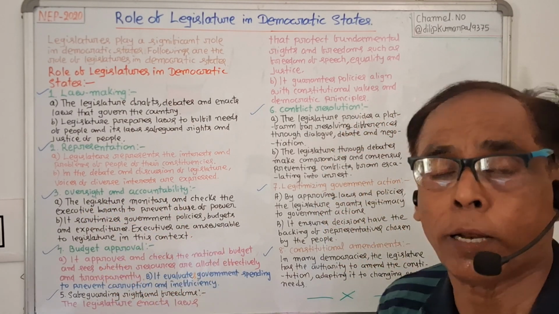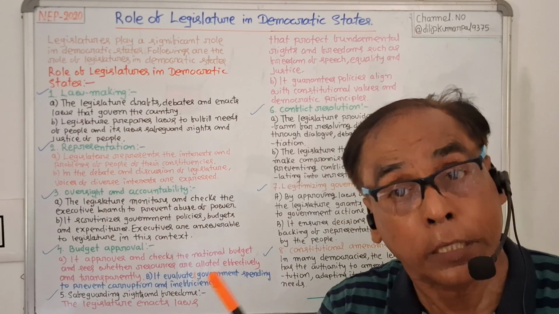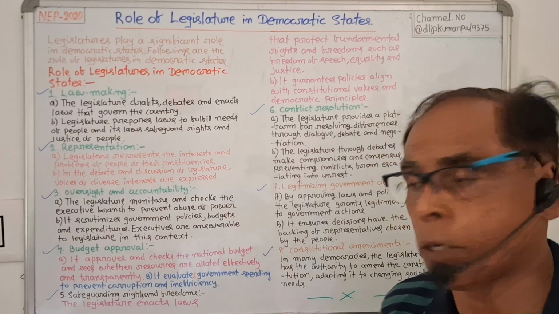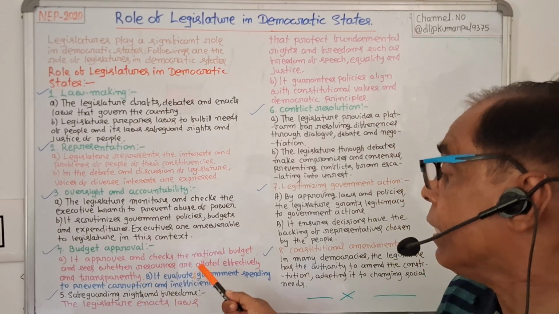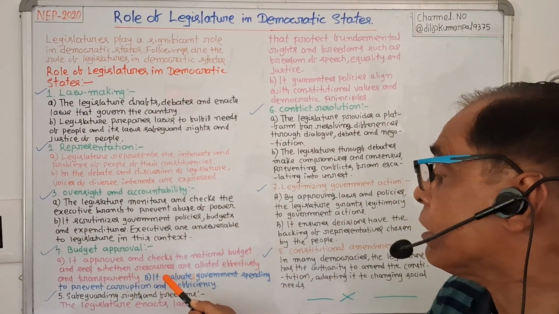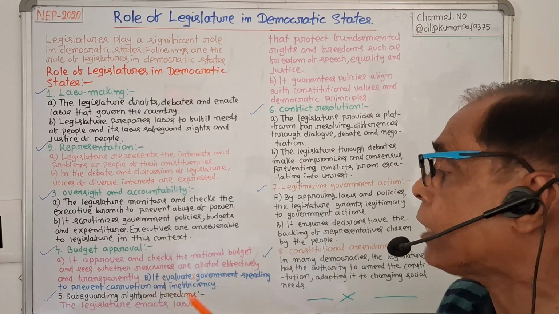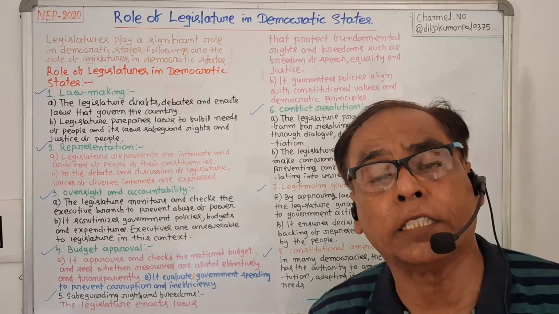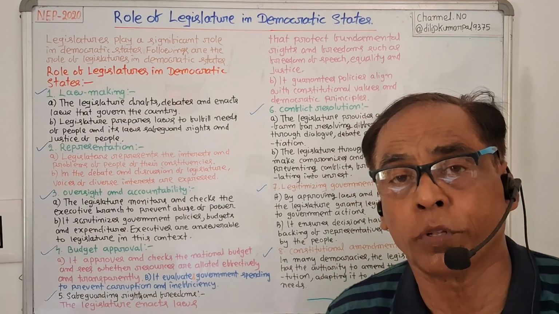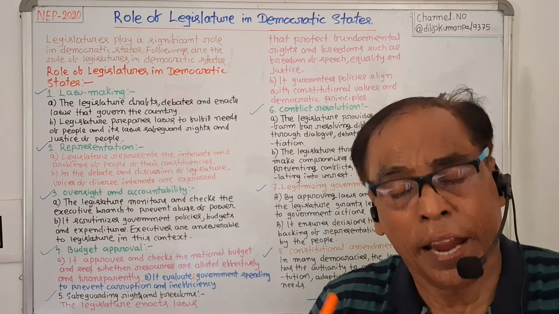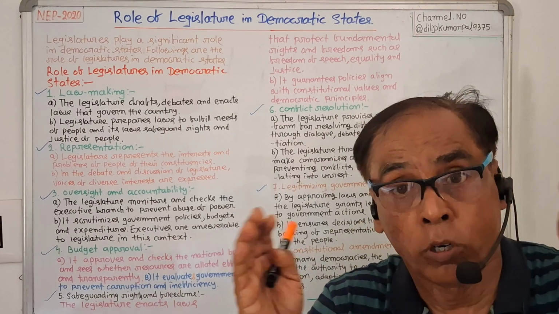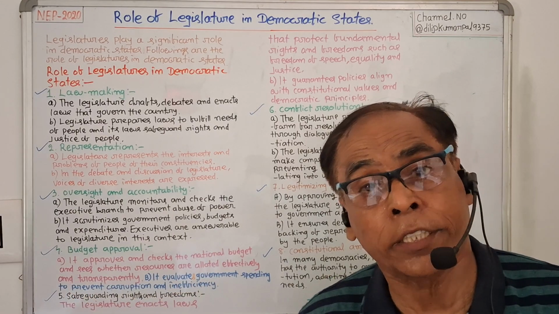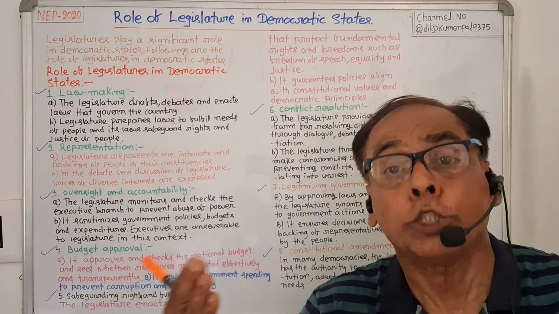4th, budget approval. Another function of the legislature is budget approval. In budget approval, it has two main functions. Number 1, it approves and checks national budgets and sees whether resources are allotted effectively and transparently. A major budget function of the legislature is that it approves the budget of the country and looks after how resources have been allotted in different fields effectively and transparently.